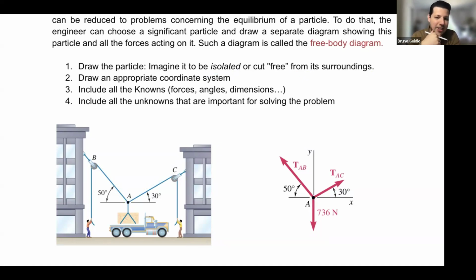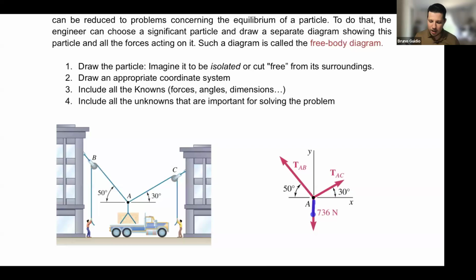Let's draw the coordinates. If the point is here, my coordinate system is going to pass through the point, to help me understand what's going to be positive and what's going to be negative in my calculation. Third one, let's include all the knowns. What do we know? Force, angle, dimensions. Here, we know the weight of the box. I was not giving it to you here, but it's given, in the next page actually. So the weight of the box, I know.